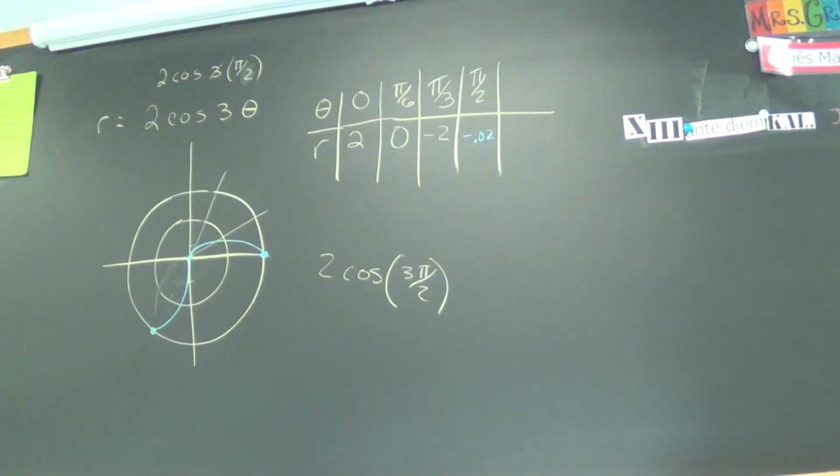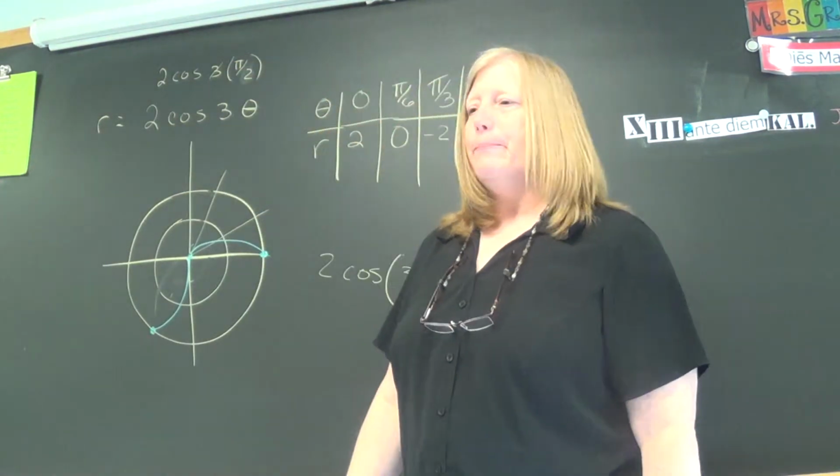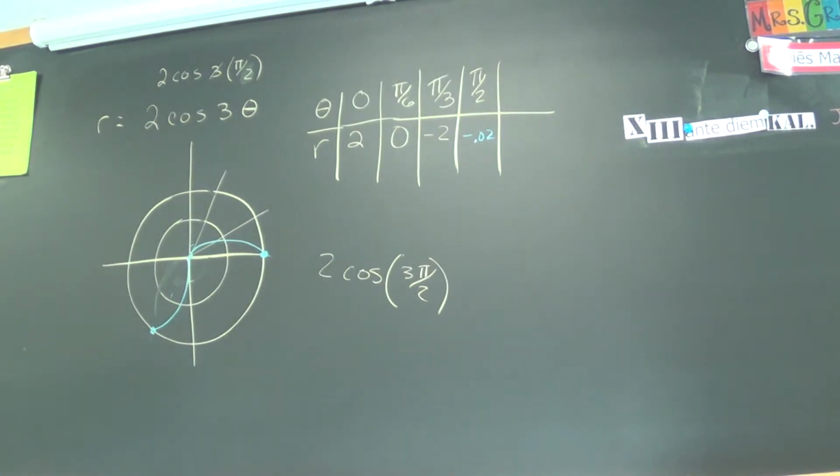When I plug it in like that, I get 0, but I did it step by step. You do 3 times pi divided by 2. It's 3 pi over 2. Okay, 3, pi, divided by 2. Cosine of that, times 2, negative 0.02. What did you do first? I did pi over 2 times 3.